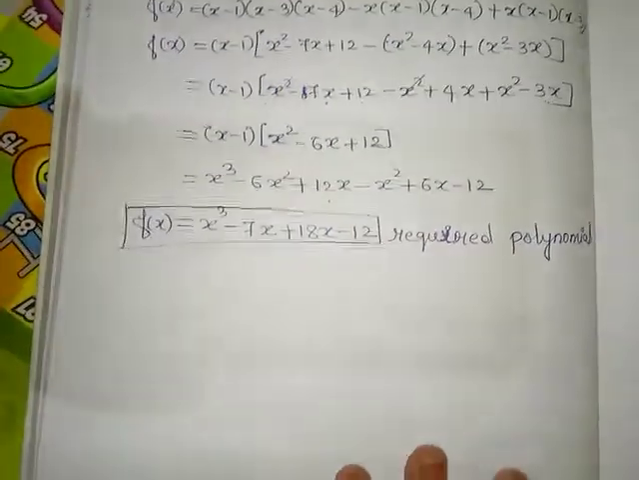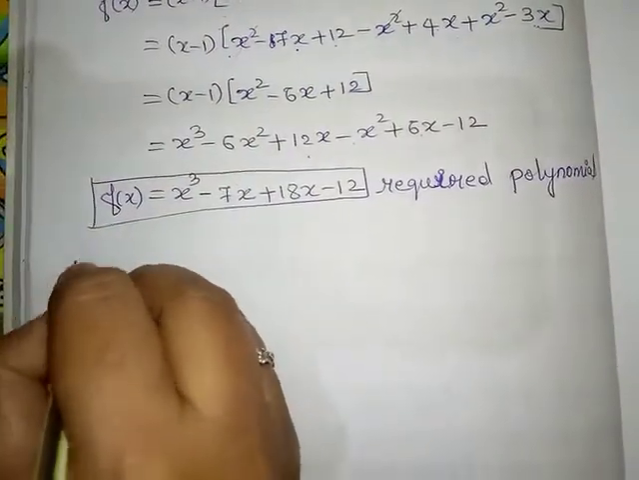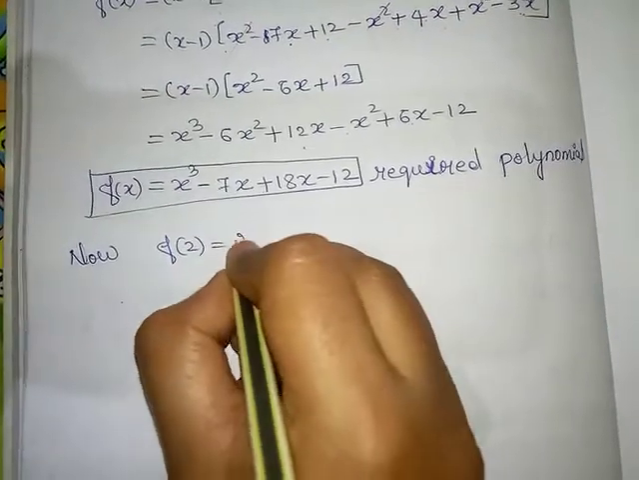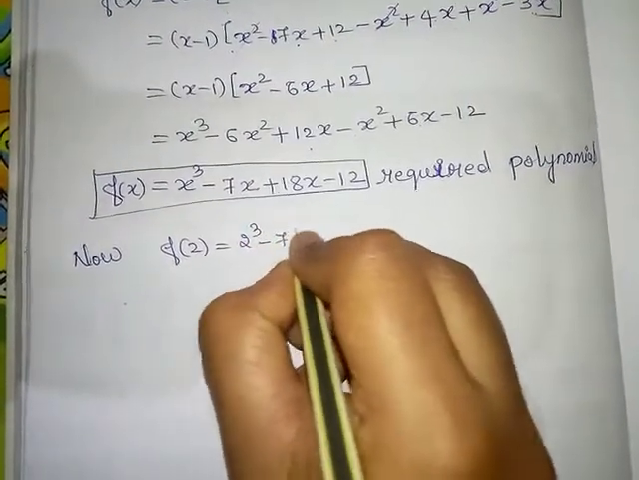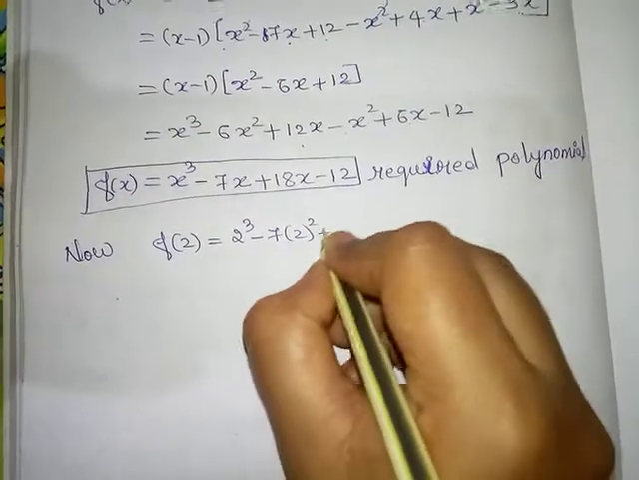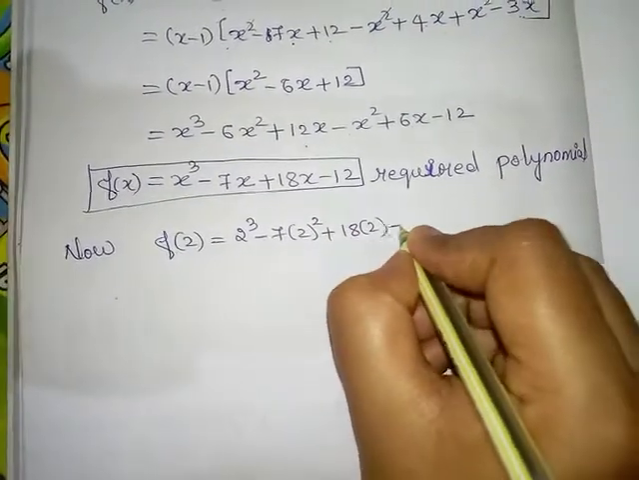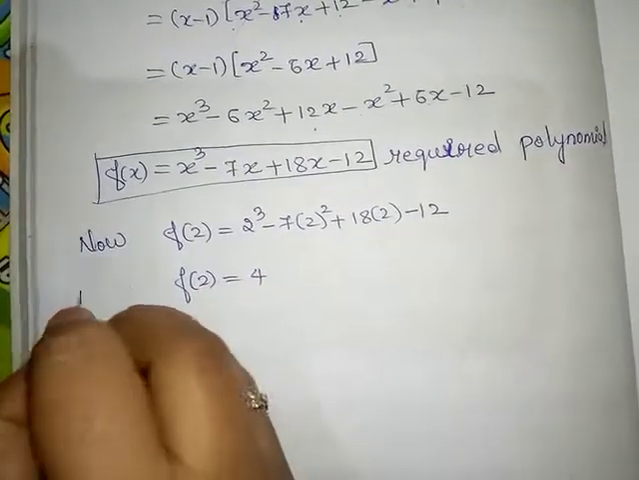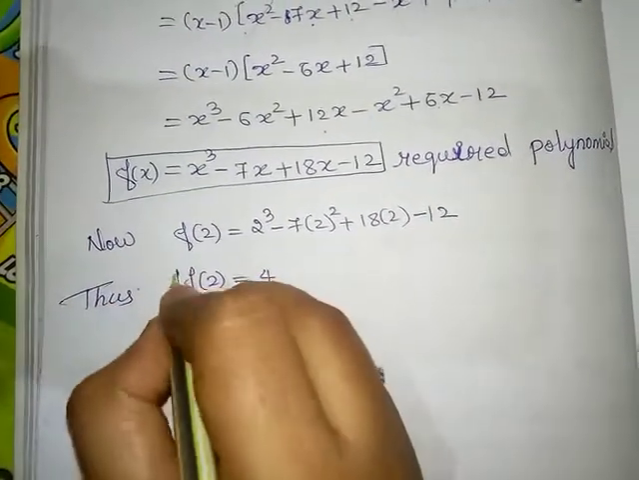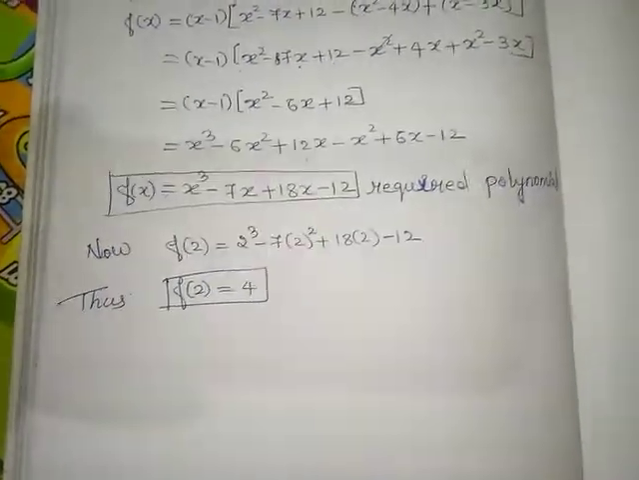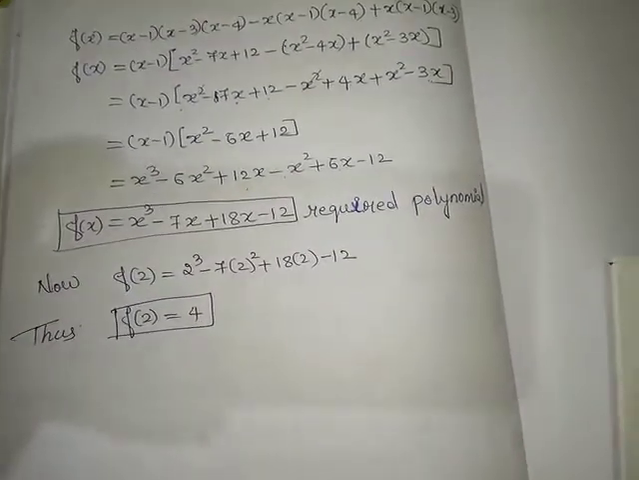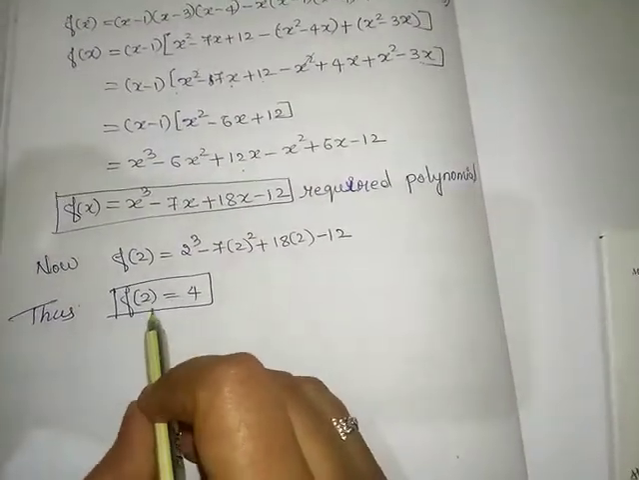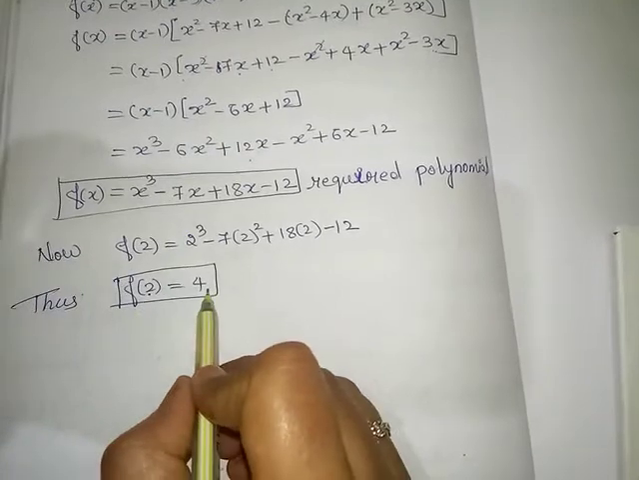Now f of 2 is equal to 2 cube minus 7 into 2 square plus 18 into 2 minus 12. Therefore f of 2 is equal to 4. Thus f of 2 is equal to 4. This is how you have to calculate the interpolating polynomial first. After that, find the value of y at x is equal to 2, that is f of 2 is equal to 4.